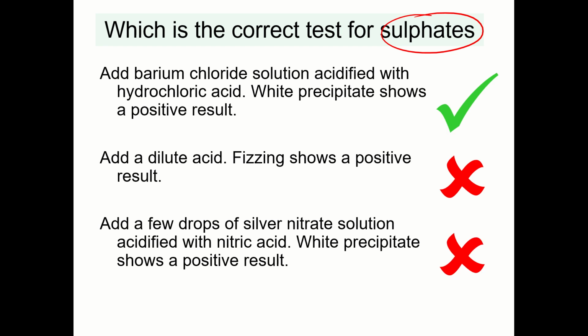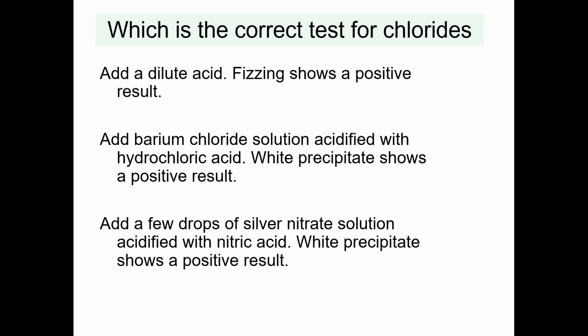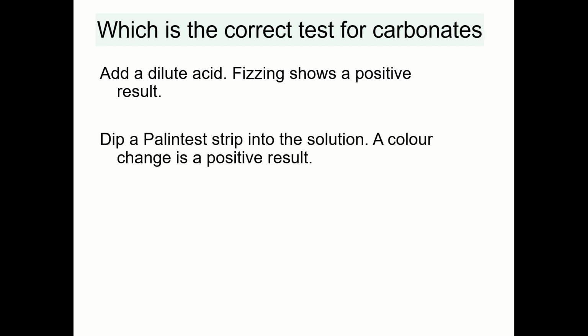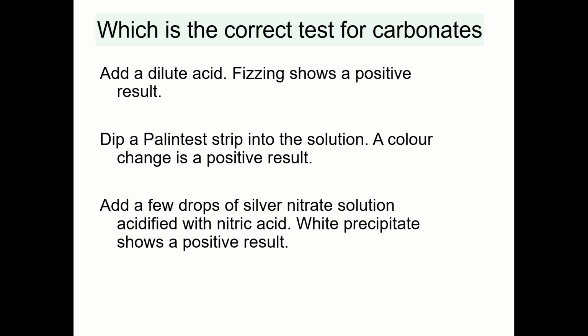So it is, of course, the barium chloride one, which gives you the white precipitate. Which of these tests are used for chloride ions? Again, pause the video and have a read of it. So yes, it's of course the silver nitrate with acidified nitric acid. You get a white precipitate. Carbonates this time. So carbonates, you add dilute acid and it will fizz.